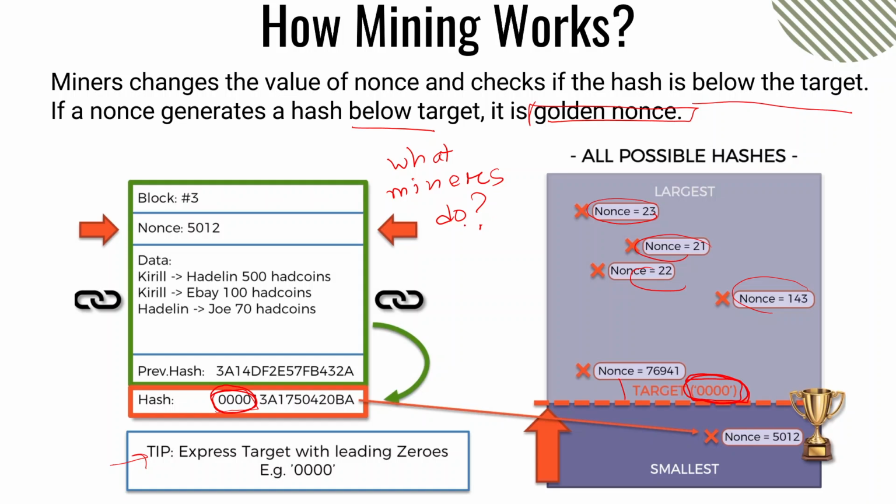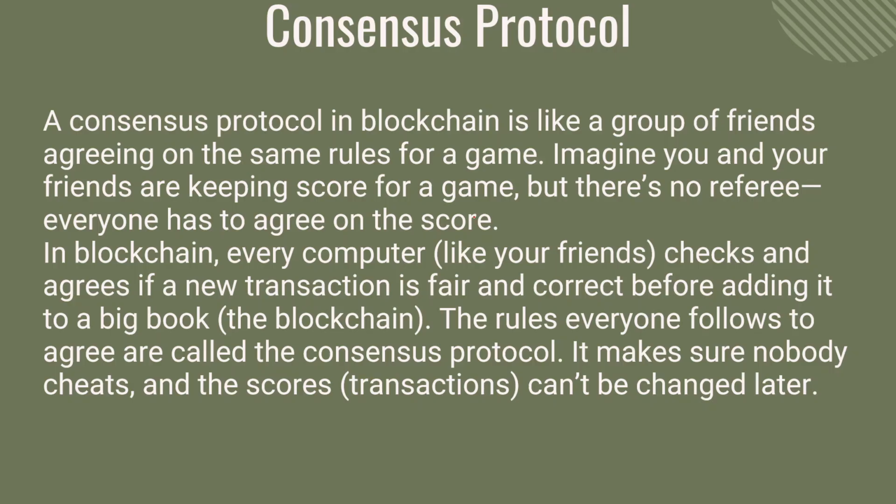So let's go to the next part of blockchain introduction, which is called consensus protocol. A consensus protocol in a blockchain is like a group of friends agreeing on the same rules for a game. How? Let's imagine you and your friend are keeping score for a game, but there is no referee, which means nobody is there to enforce whether the rules are implemented perfectly or not. So everyone has to agree on the score, but there is no referee.